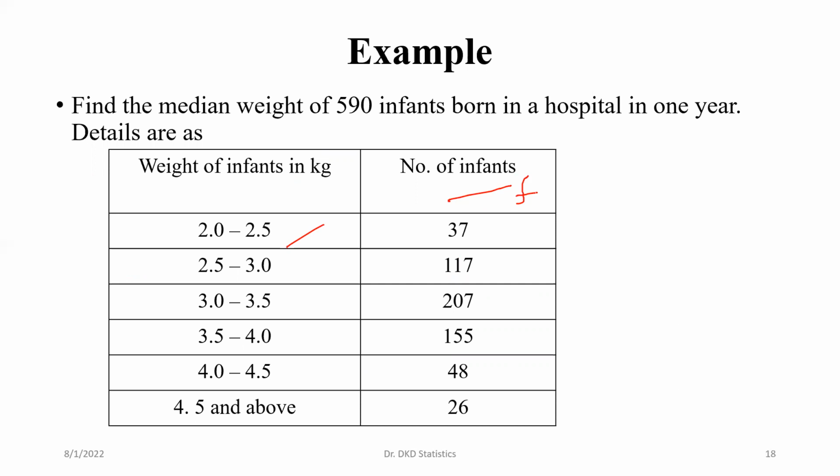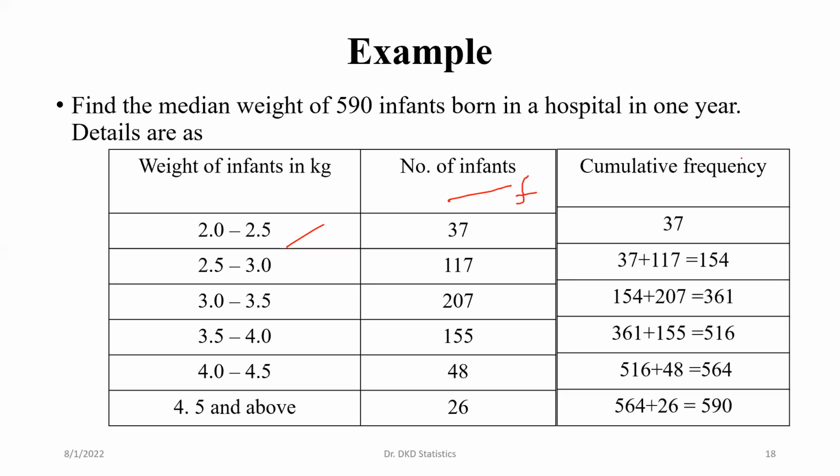What is the procedure? First of all, we have to calculate the cumulative frequency. As we are aware how to calculate the cumulative frequency: 37 plus 117 is 154, plus 207 is 361, like that we can calculate the cumulative frequency column. Now we apply the formula and calculate the median.